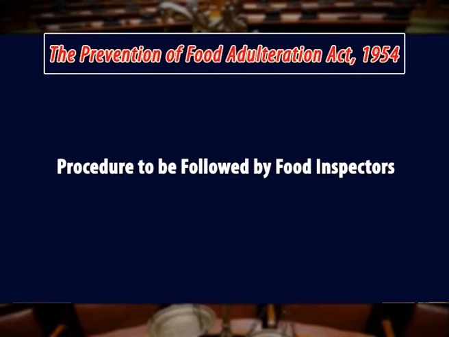The food inspector under section 10 is empowered to take samples and send them for analysis to the public analyst. The food inspector is also empowered to exercise the authority of a police officer under section 42 of CRPC for the purpose of ascertaining the true name and residence of the person from whom a sample is taken or an article of food is seized. Procedure to be followed by food inspectors.